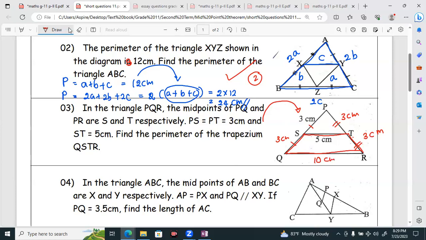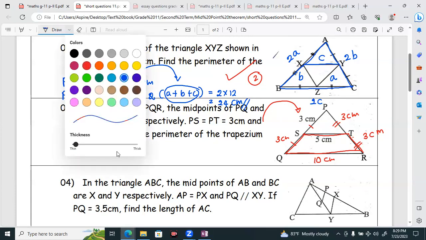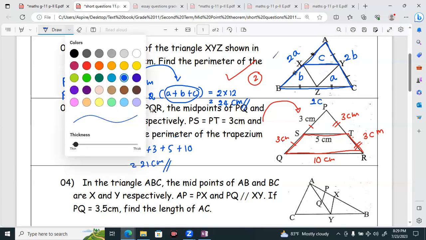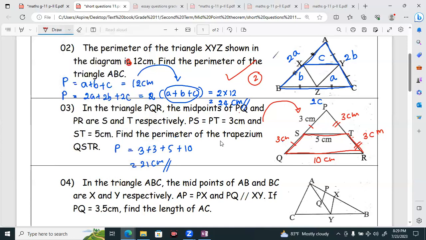Then what is the perimeter? P equals 3 plus 3 plus 3 plus 5 plus 10. It is 21 centimeters. Okay. Actually, these two steps are enough. But what you have to do in the short question, the main aim is detecting all the information. With the help of the given information and by remembering the theorem, what indicates the theorem, how to apply the theorem. Okay.